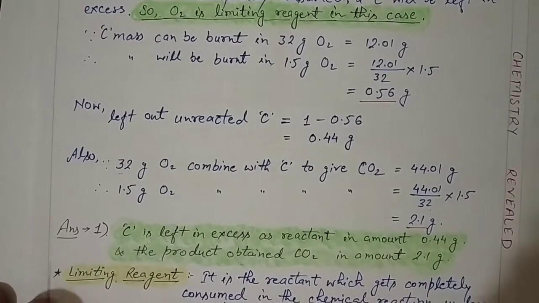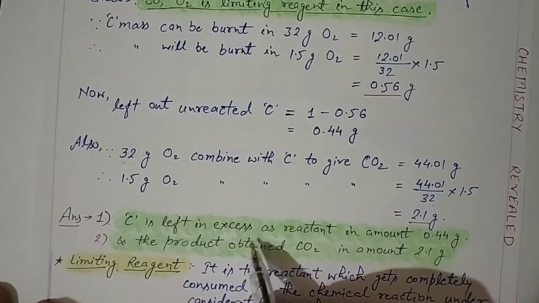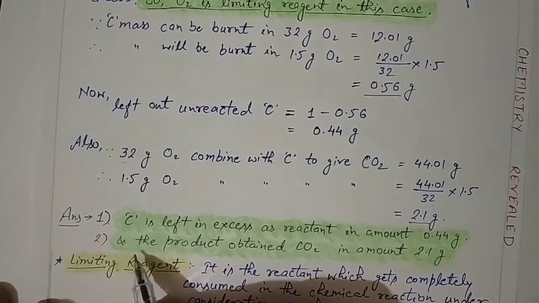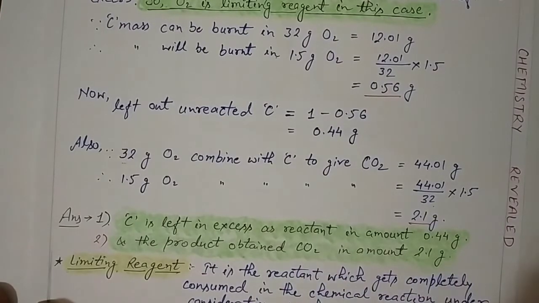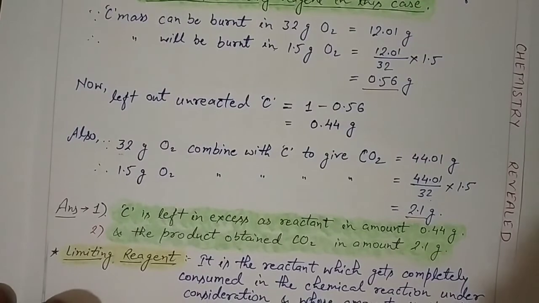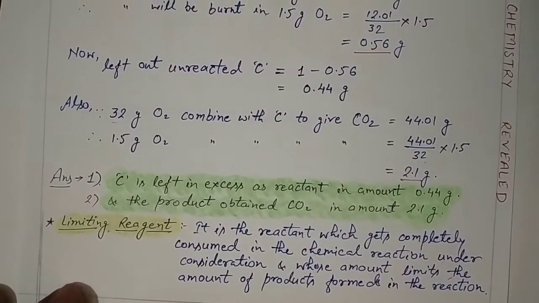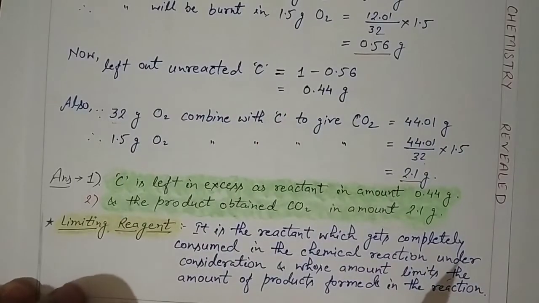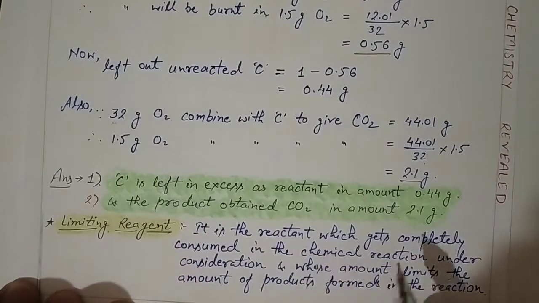So here we have got two answers, first and second. First is carbon is left in excess as reactant in amount 0.44 gram, and the product obtained is carbon dioxide in amount 2.1 gram. So the important topic in this numerical was limiting reagent. I hope everybody has understood from the question that oxygen was the limiting reagent here because it was getting finished first. By definition, limiting reagent is the reactant which gets completely consumed in the chemical reaction.